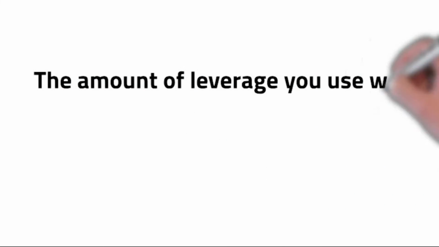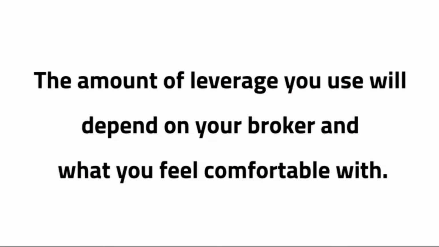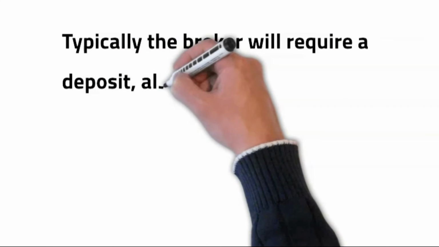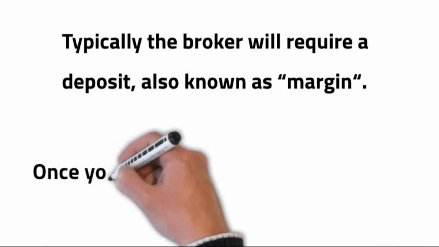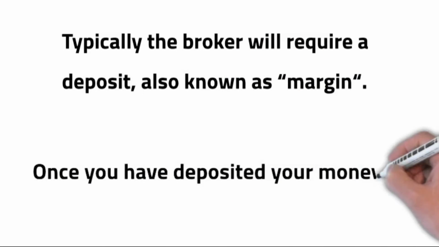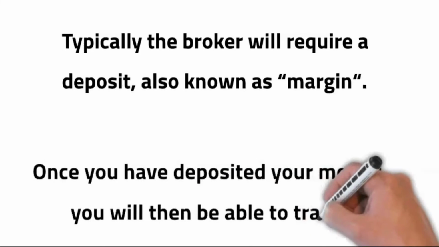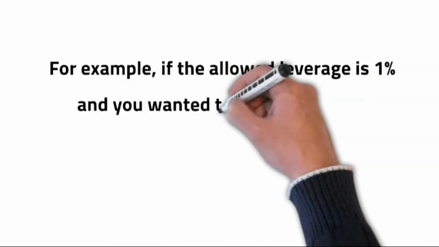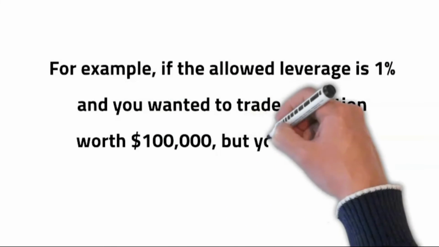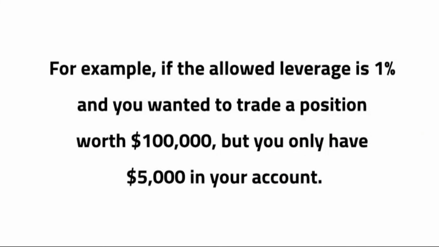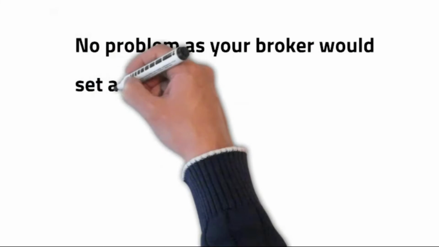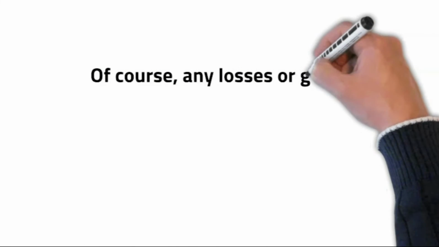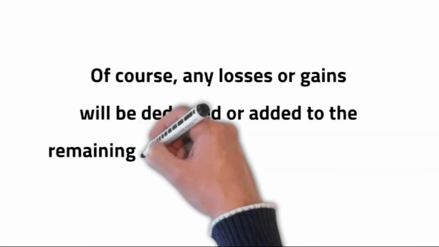The amount of leverage you use will depend on your broker and what you feel comfortable with. Typically the broker will require a deposit, also known as margin. Once you have deposited your money, you will then be able to trade. The broker will also specify how much margin is required per position traded. For example, if the allowed leverage is 1% and you wanted to trade a position worth $100,000, but you only have $5,000 in your account, no problem, as your broker would set aside $1,000 as a deposit and let you borrow the rest. Of course, any losses or gains will be deducted or added to the remaining cash balance in your account.